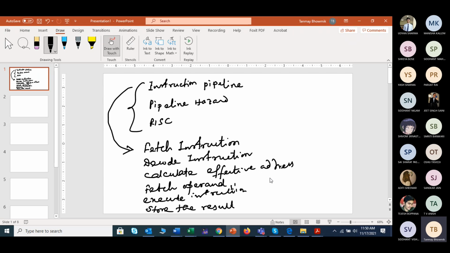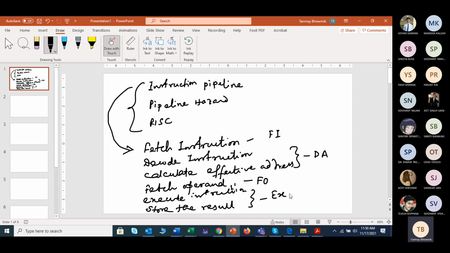Now, sometimes you can write fetch instruction separately as FI, then decode instruction and calculate effective address, these two in the same phase as DA, then fetch operand as FO, and execute instruction and store result as EX.